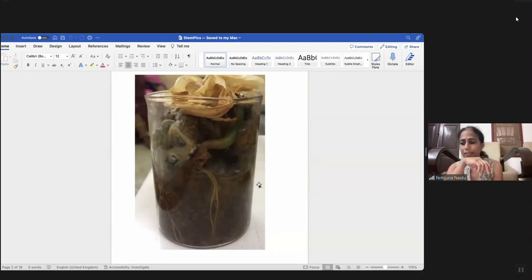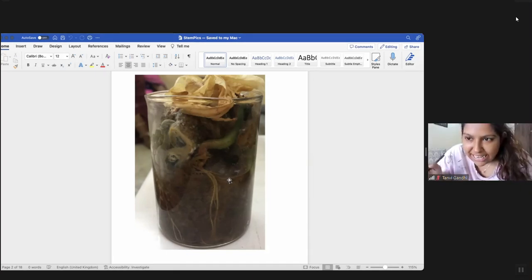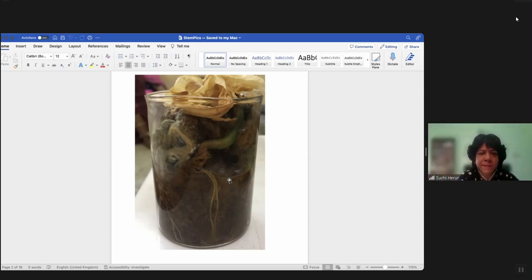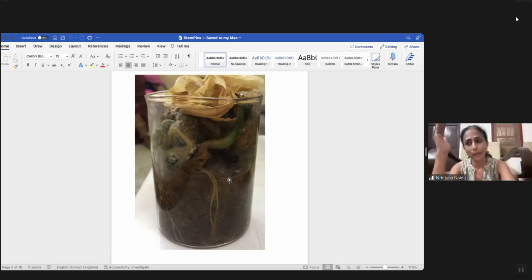Now, if we look at this experiment that we set up, you see that the roots are growing downwards. What about the stem of the plant? How's the stem of the plant? Going upwards. Slightly curved, but it's going upwards.